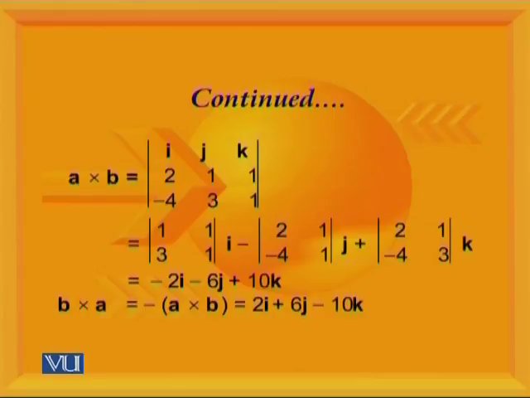Now if we find B cross A, definitely it will be equal to minus A cross B, so multiplied by minus, which is equal to 2i plus 6j minus 10k. And you remember, if you use the determinant method for B cross A, what will happen? Rows 2 and 3 will be interchanged, and you know that by interchanging two rows, the sign of the determinant is changed.